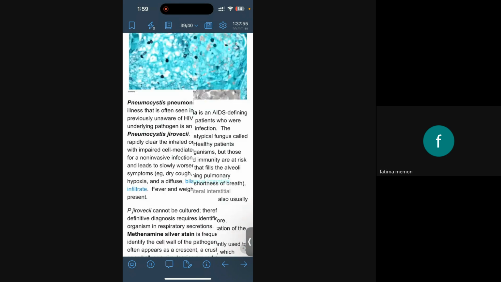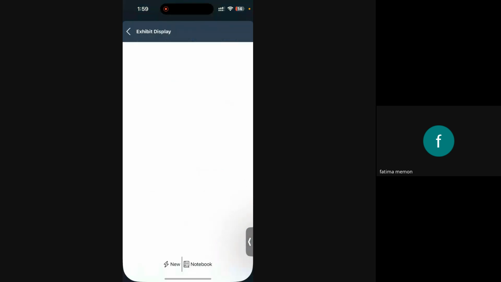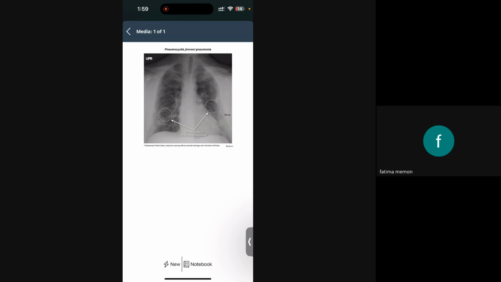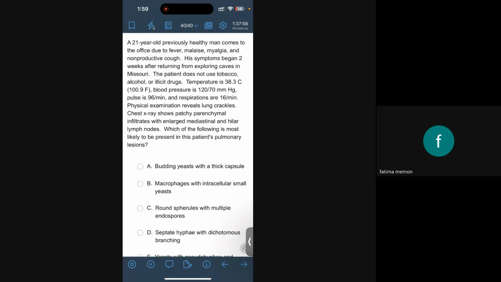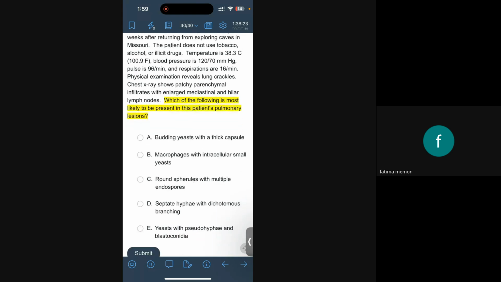TMP-SMX. Bilateral interstitial infiltrates. Diffuse bilateral ground glass opacities. We show the following is most likely to be present in this patient: pulmonary lesions. Okay.